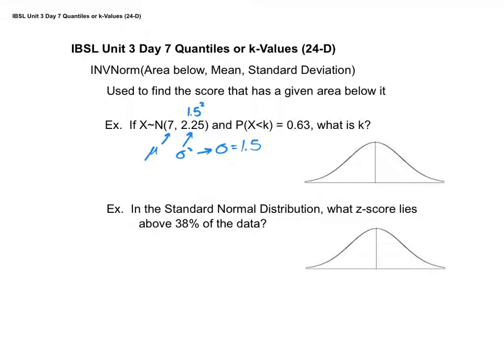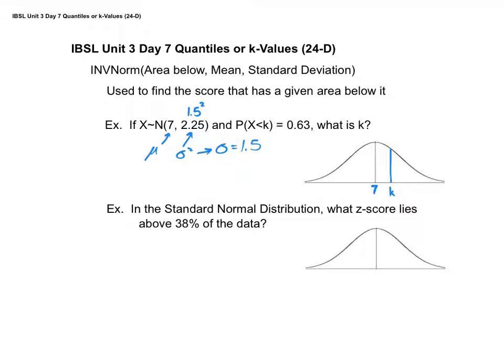So what is k? All right? Well, let's think about this. The probability that we're below k is 0.63. So since that's bigger than 50%, I know that the value that we're looking for is going to be somewhere to the right of my mean. Okay? I know the mean is 7.